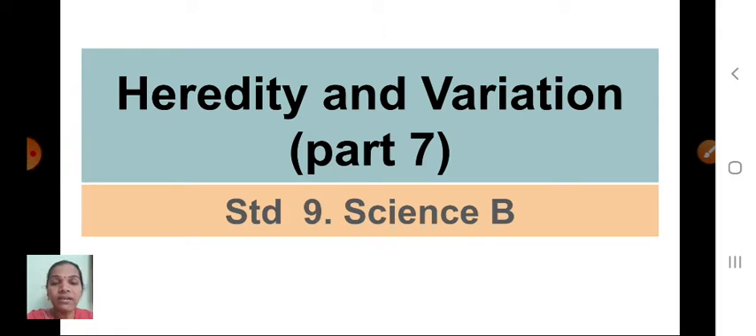Children, you know very well now which lesson is going on. Chapter number 16, heredity and variation, isn't it? Last session we discussed Mendel's monohybrid cross, and this session I am going to continue the same.